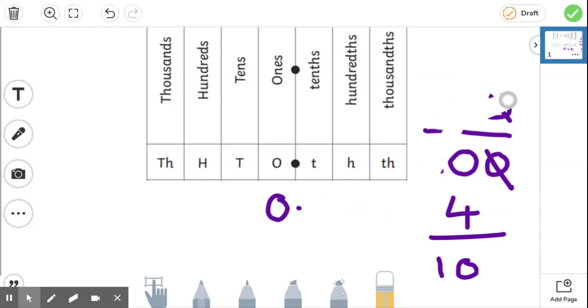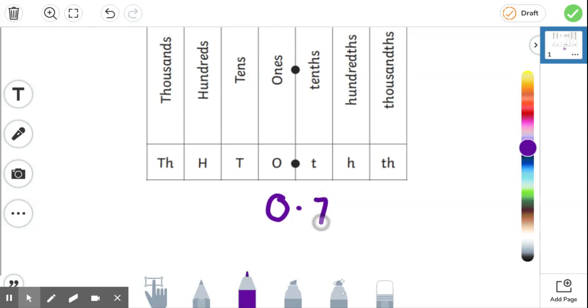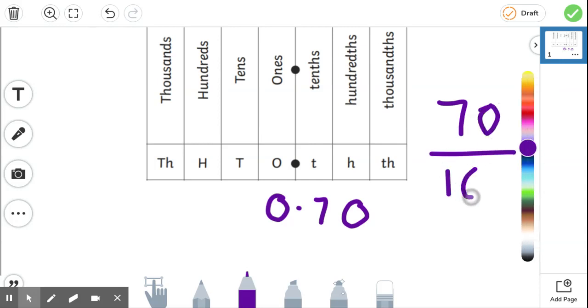So again, if it's got 2 numbers after the decimal, we're looking at it being hundredths, so out of 100. But again, if it's got a 0, if it's a multiple of 10, if it's got a 0 on the end, then you could make it a tenth as well. So let's try 0.70. So that would be 70 out of 100, which is also the same as 7 out of 10, 7 tenths. So 70 hundredths or 7 tenths.